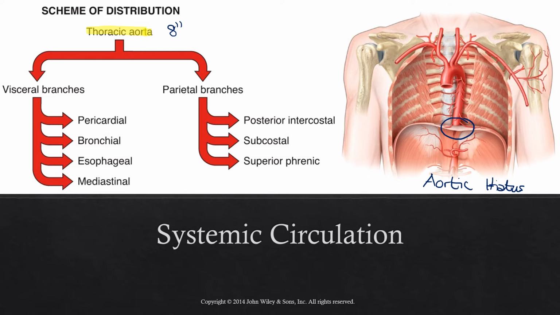The aortic hiatus. This opening in the diaphragm is located anterior to the vertebral column between the 12th thoracic vertebra and the 1st lumbar vertebra. So right there in the diaphragm is where the aorta goes through. Now, the thoracic aorta has two main branches, the visceral and parietal branches, that are going to branch off further into structures throughout the thorax.